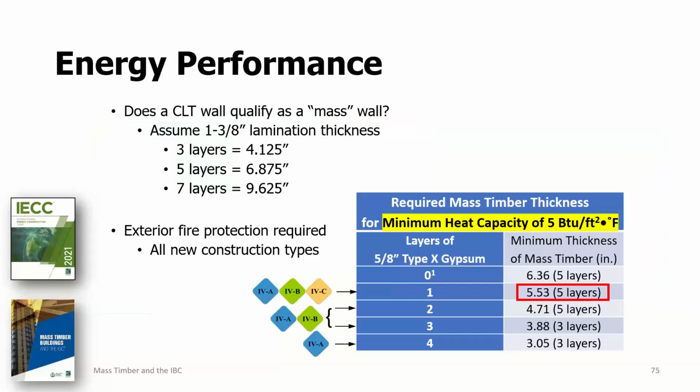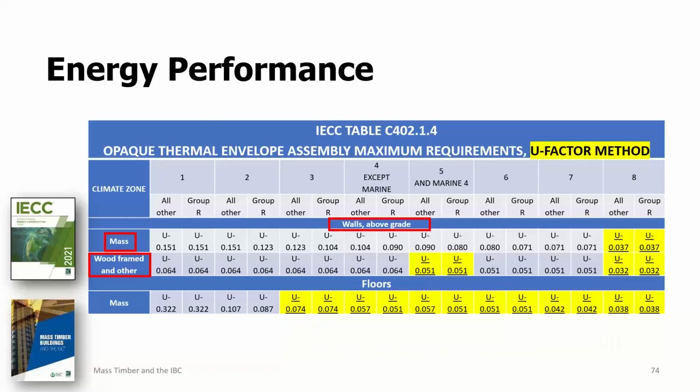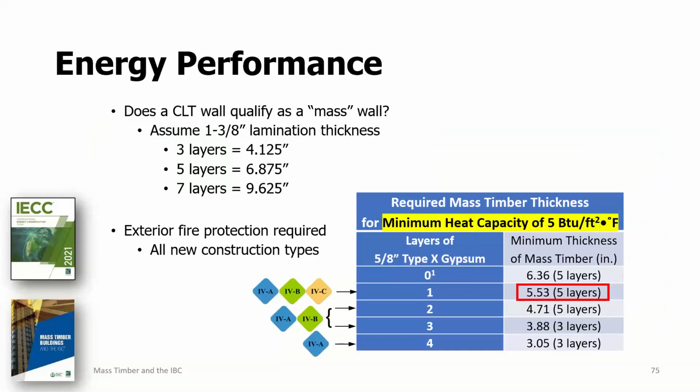And you can see for above grade walls, there's two different categories there. There's the mass and then wood frame and other. And you'll notice that mass always has a larger number there. So if you're considered a mass wall, then you have more design flexibility than if you have wood frame or other. Okay, go ahead, advance.